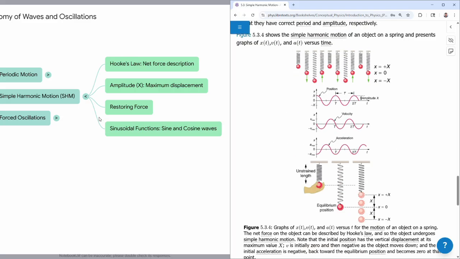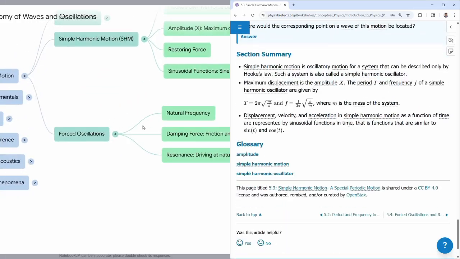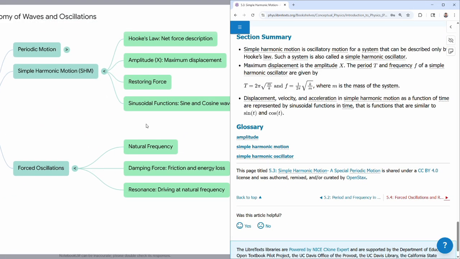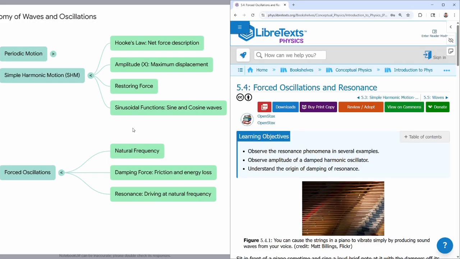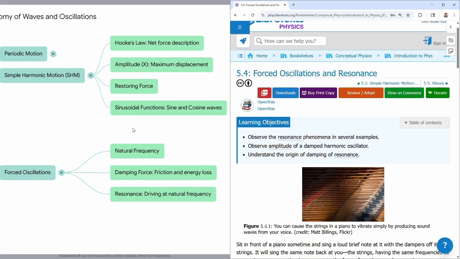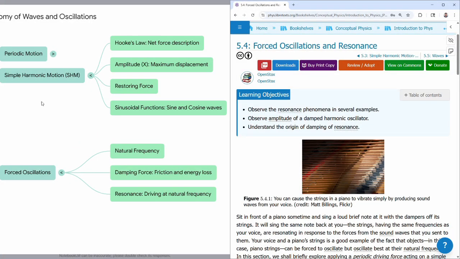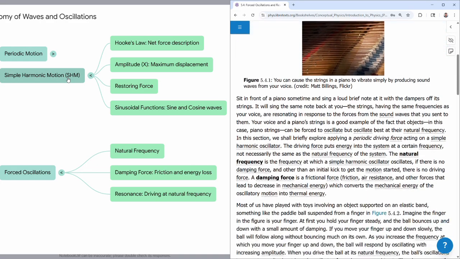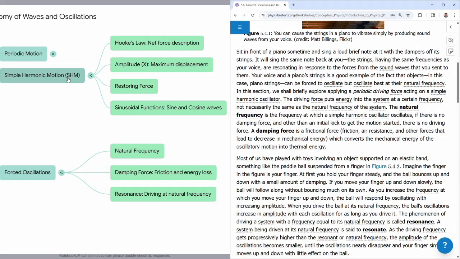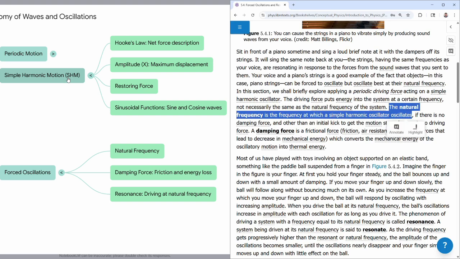And section 5.4 covers forced oscillations, which we won't spend a lot of time on. Do take a look at the section and take away what you can. I think this natural frequency actually should have been along with simple harmonic motion. In fact, that's the defining feature of simple harmonic motion, which I will talk about more in other lecture videos.